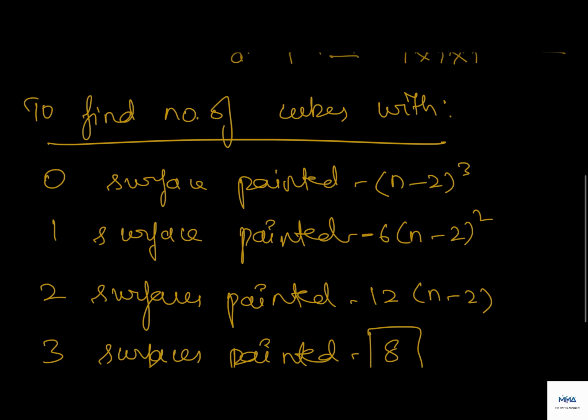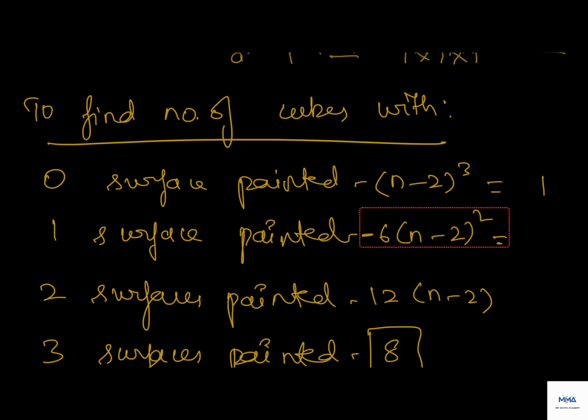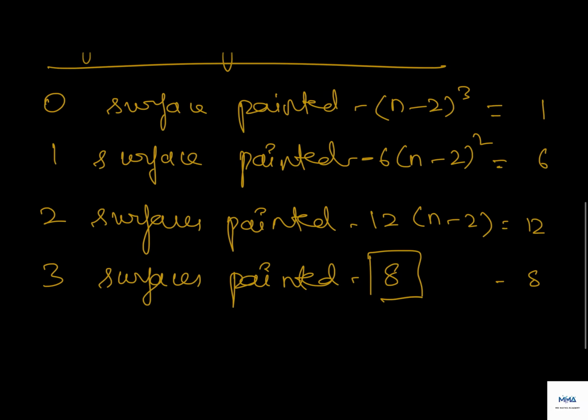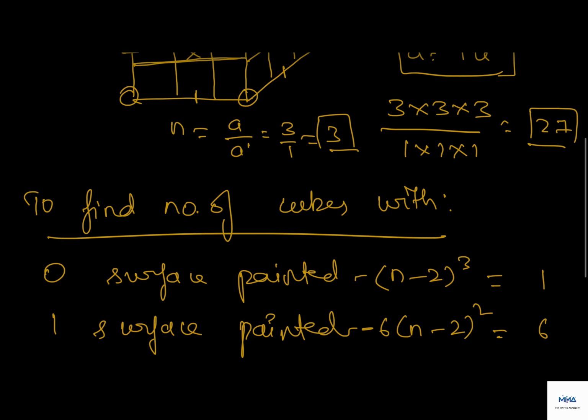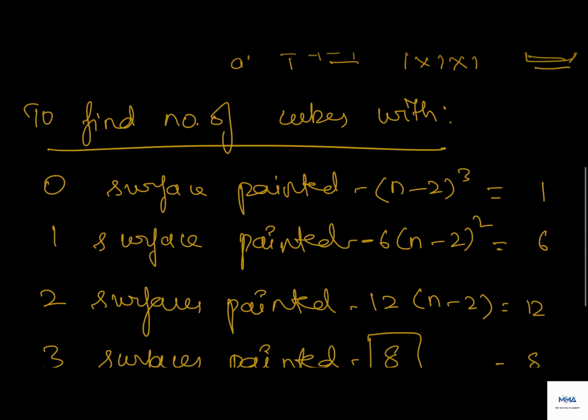So if you substitute that in these formulas, here you will get (3 minus 2) whole cube, 1 cube equal to 1, 6 into (3 minus 2) whole square, which is again 6, 12 into 1 is going to be 12, and finally 3 surfaces, you have it as 8. If you sum this up, 1 plus 6 plus 12 plus 8 is 27. This is the number of cubes that we got when we cut it into smaller cubes. That is what you see here.